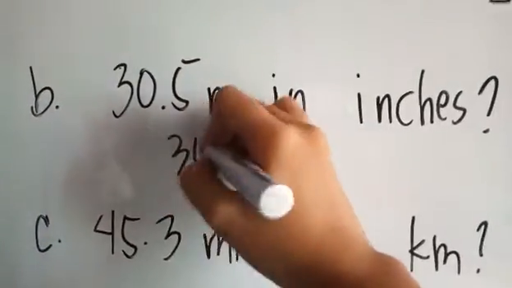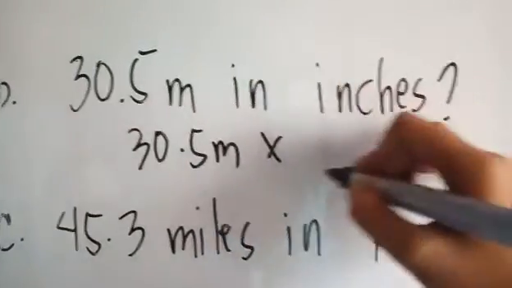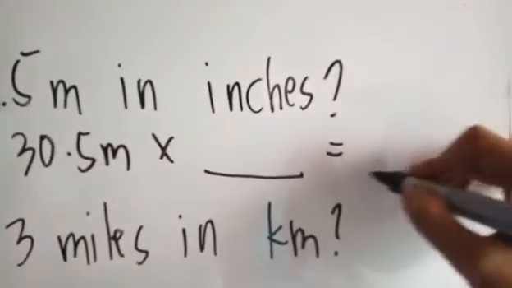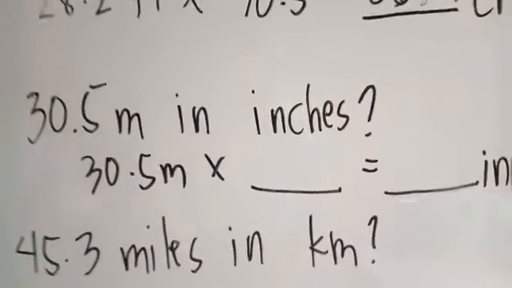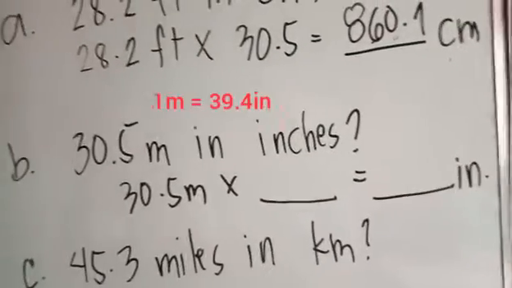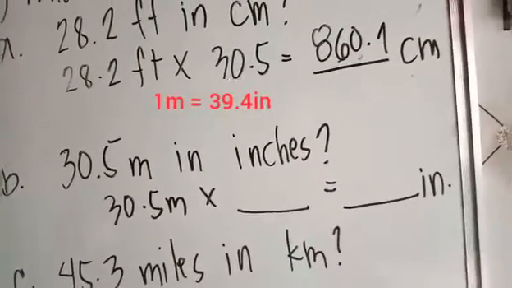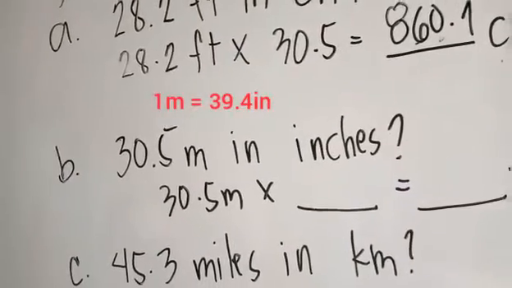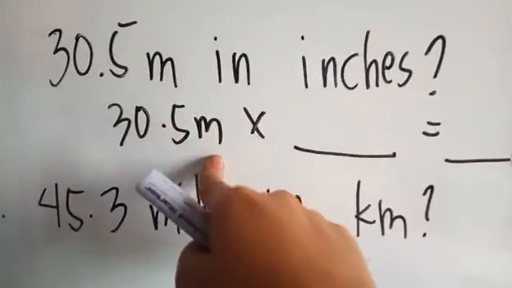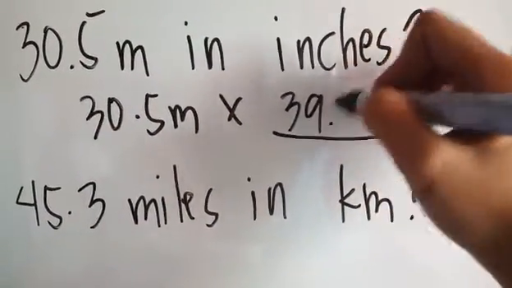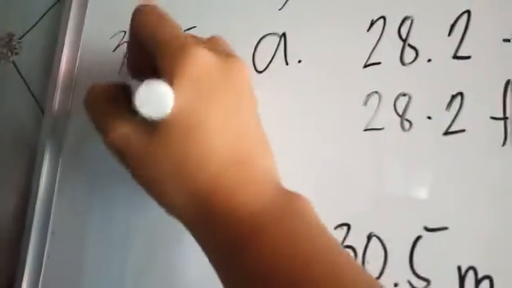So, we have 30.5 meters times, yan, is equal to blank inches. Okay. So, since 1 meter is equal to 39.4 inches, i-multiply lang natin siya sa ating 30.5 meters. So, we have 39.4. So, i-multiply lang natin siya. So, dito naman tayo. So, we have 30.5 times 39.4.